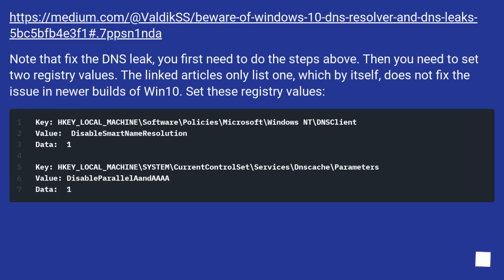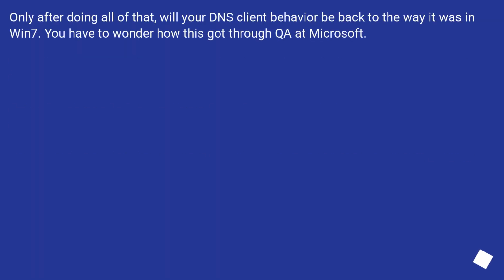See this URL. Note that to fix the DNS leak, you first need to do the steps above. Then you need to set 2 registry values. The linked articles only list one, which by itself does not fix the issue in newer builds of Win 10. Set these registry values. Only after doing all of that will your DNS client behavior be back to the way it was in Win 7. You have to wonder how this got through QA at Microsoft.